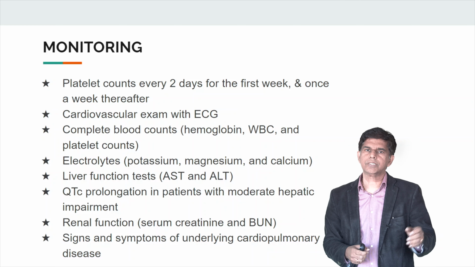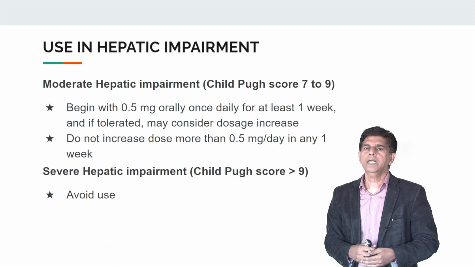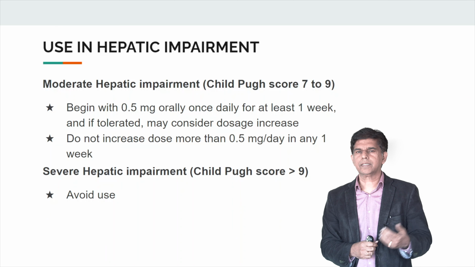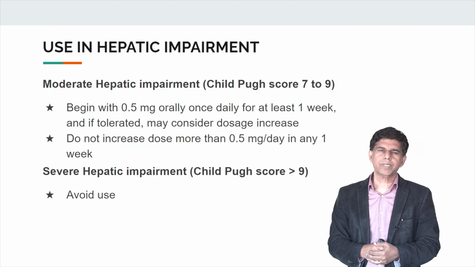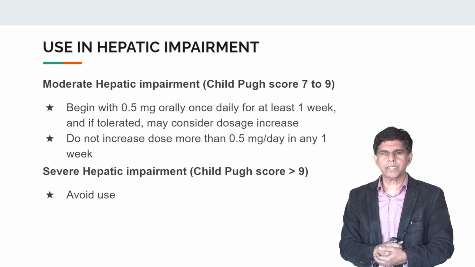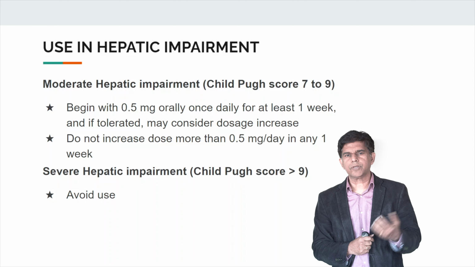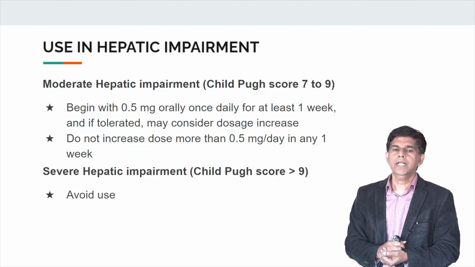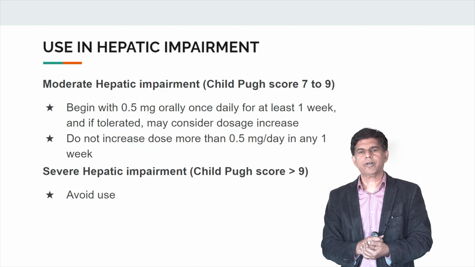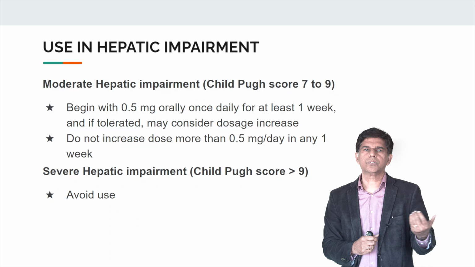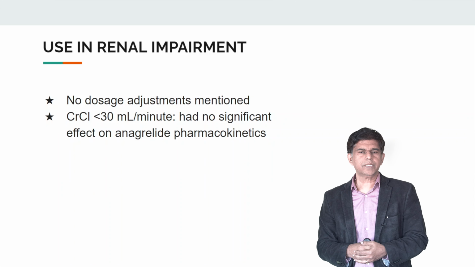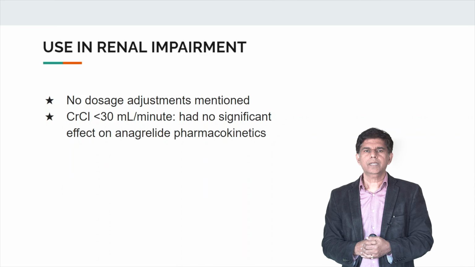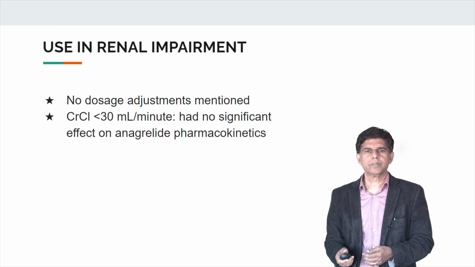So what happens with this drug in hepatic failure, right? Moderate hepatic impairment, we calculate the Child-Pugh score, at least 7 to 9. You begin with a small dose of 0.5 milligram orally once daily for 1 week. If tolerated, you may consider a dosage increase. Do not increase the dose more than 0.5 mg per day in 1 week. In severe hepatic impairment, let's say Child-Pugh score greater than 9, avoid use. What about renal impairment? You don't need to do any renal adjustment, so you don't have to worry if the patient has renal failure.